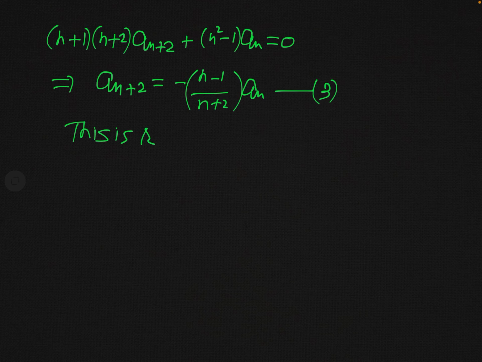This is a recurrence relation, or you may also call it a recurrence formula. From this recurrence formula we can find the values of a2, a3, a4 and so on, simply by substituting the appropriate value of n here. If you want to find the value of a3, you should take n equal to 1.